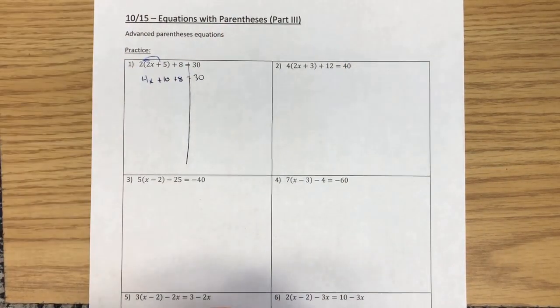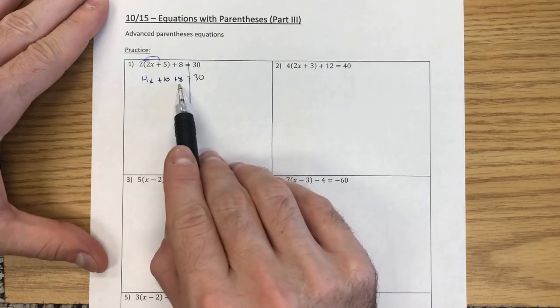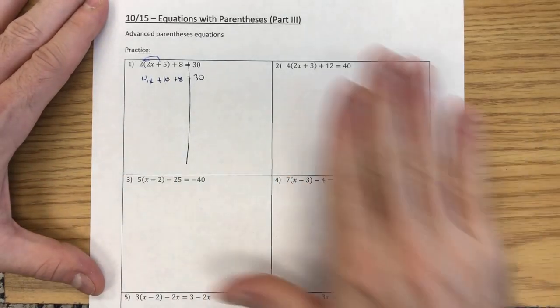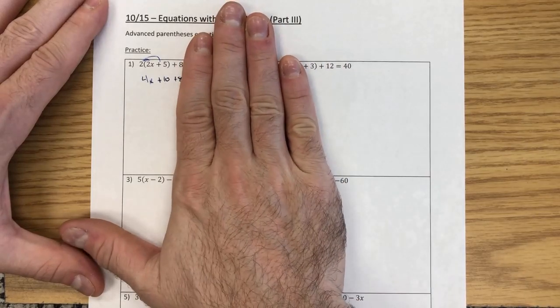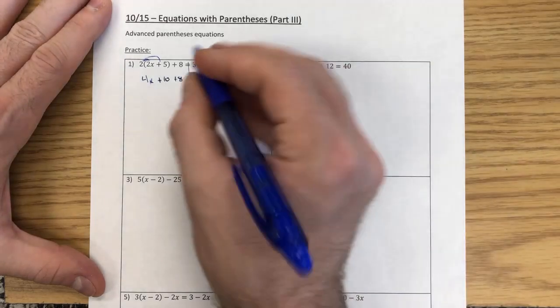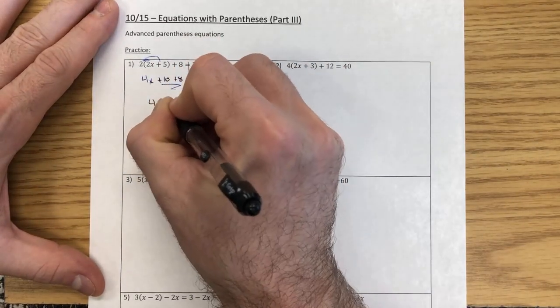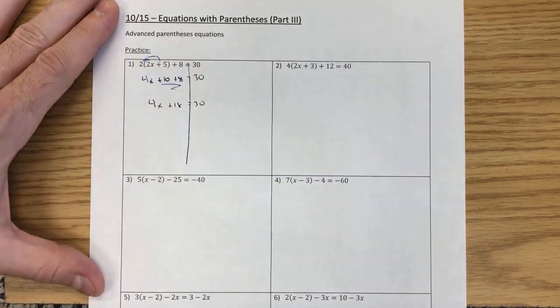Now, the second thing we notice is that when we're combining terms, both these 10s and these 8s are on the left-hand side of the equation. So I'm going to treat it like an expression. What is 10 plus 8? Well, in that case, that's 18. And this is what we call combining like terms. So 4x plus 18 is 30.